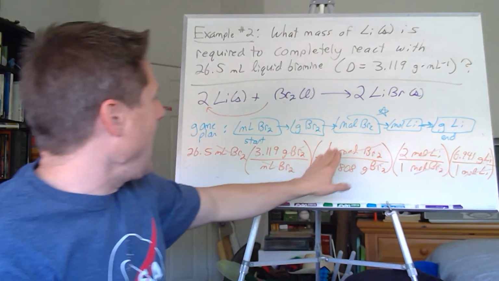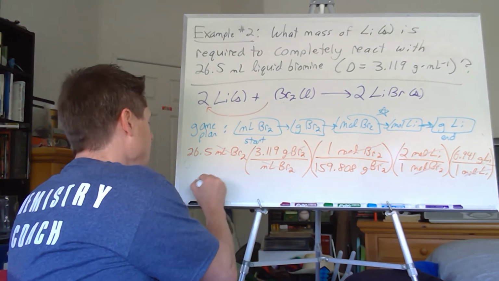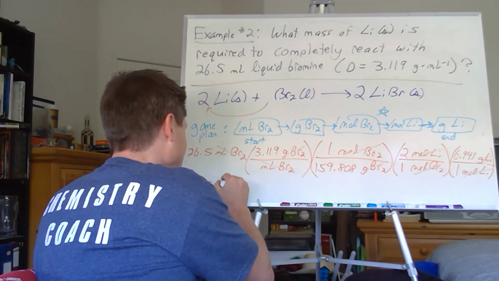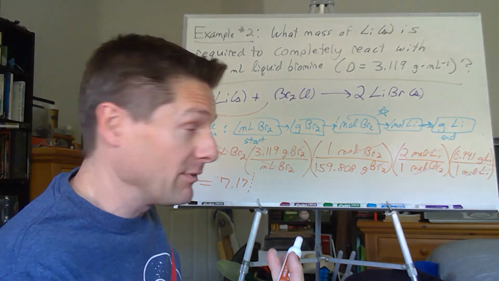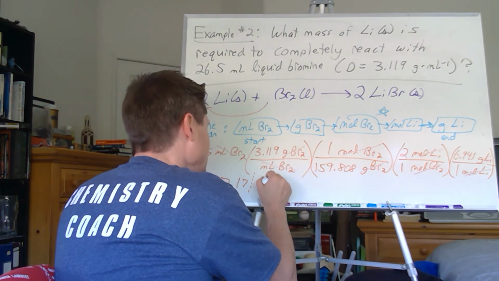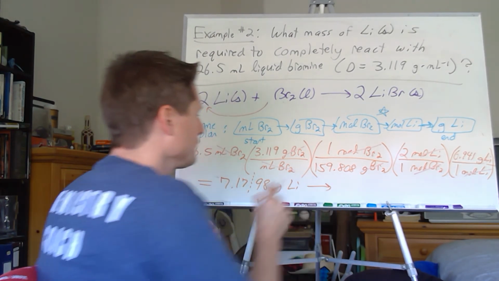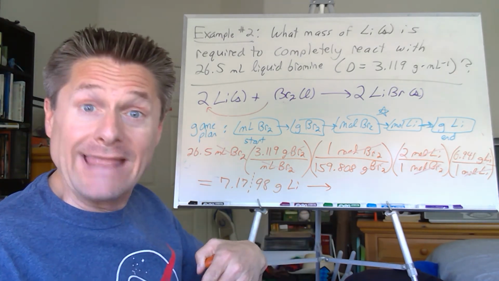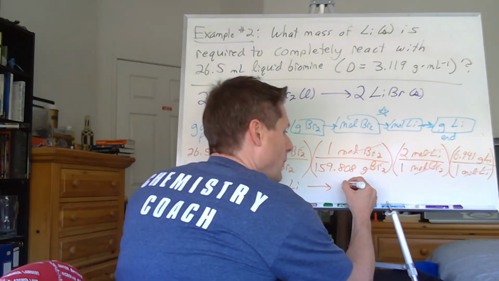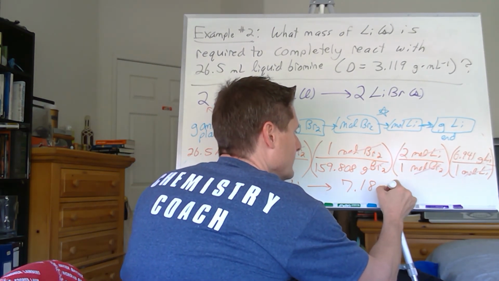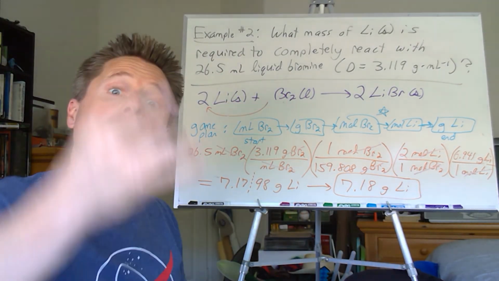4 sig figs, exact, 6 sig figs, 4, so I'm limited to 3 significant digits when I do this calculation. So pop this out, I get 7.17, vertical dash line, because there's our 3 significant digits, 7.1798 grams of lithium. That's closer to 7.18 than it is to 7.17. So that's bigger than 50, right? So it's going to round up to 7.18 grams of lithium.